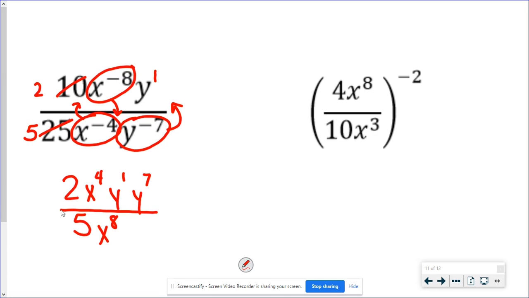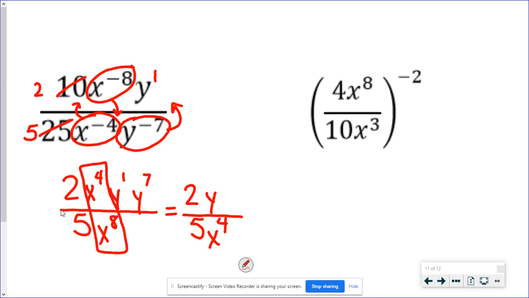And now I need to finish this. I need to use all of the other properties that we already know. So I keep the 2 on the top, 5 on the bottom. Now, looking at the x's, when I ask where are there more, on the bottom. How many more? 4. For all the y's, they're all on the top. I had 1 of those y's, 7 more y's gives me y to the 8th power.